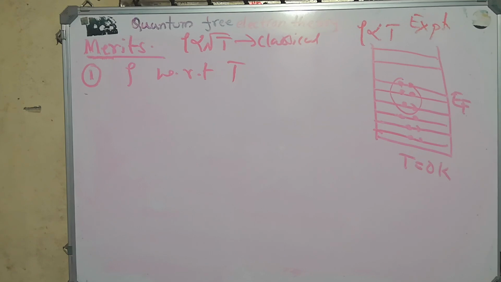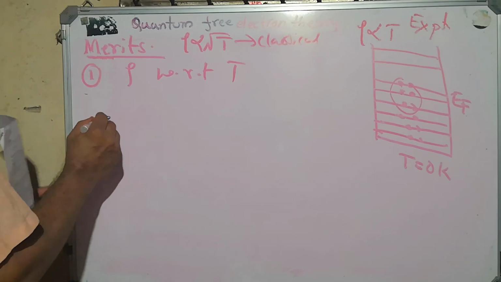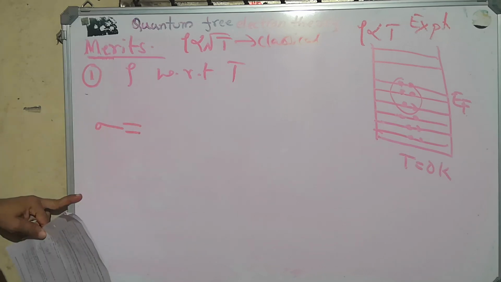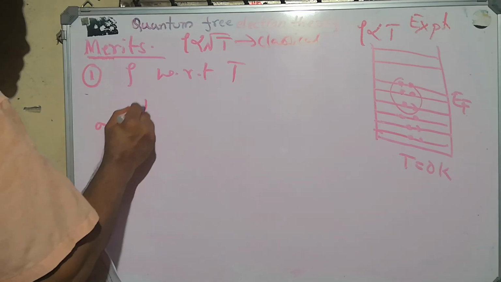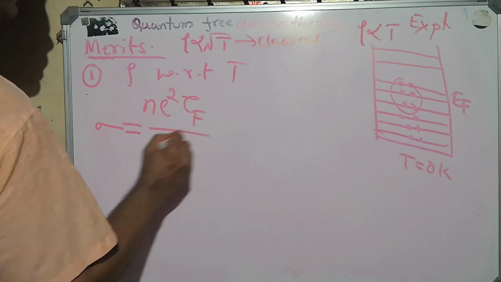Let us see what result we will get by applying quantum free electron theory. Using quantum free electron theory, we can deduce the expression for conductivity as n e² τ_F divided by m.